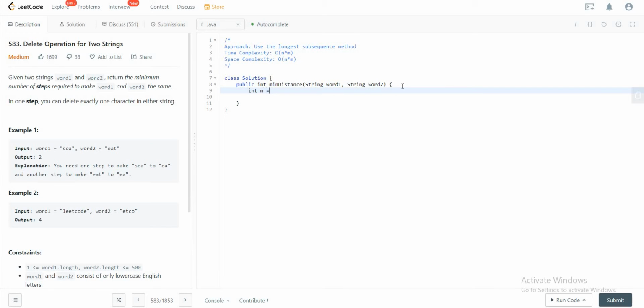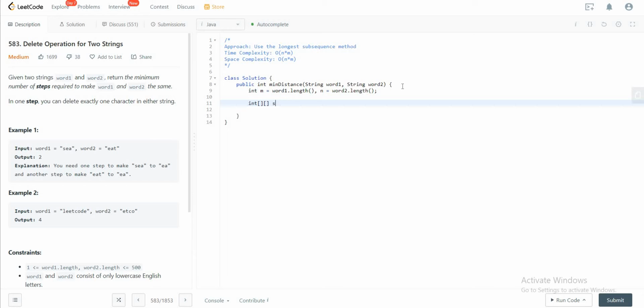So first, let's get the length of both the strings, n and m. Okay, so what's next? You need to create a 2D array to solve the longest subsequence method.